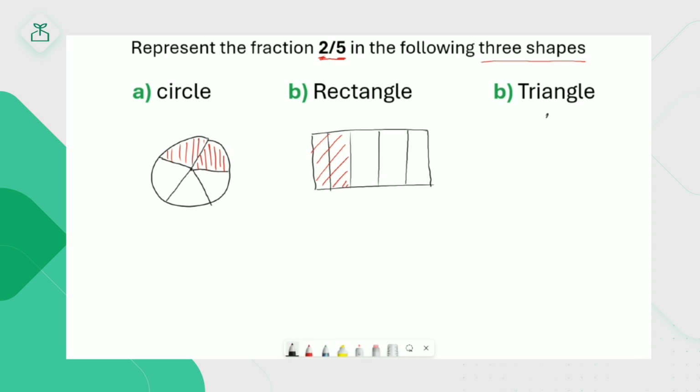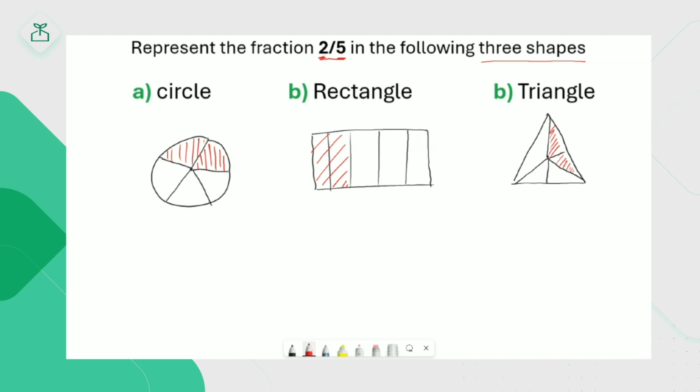For a triangle, I don't think there's a really good way to do it, but just try your best to break it up into 5 pieces. Let's just go with something like this. Don't worry so much if it's not equal at the moment. We're just trying to represent a concept. So, 2 of these will then be shaded.